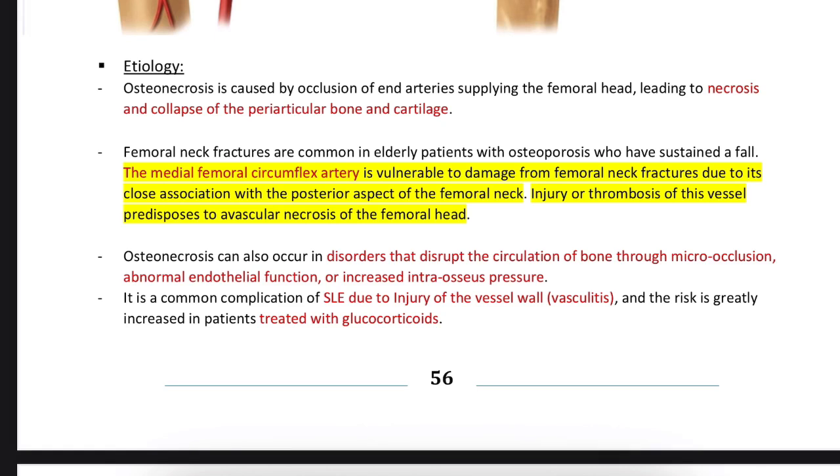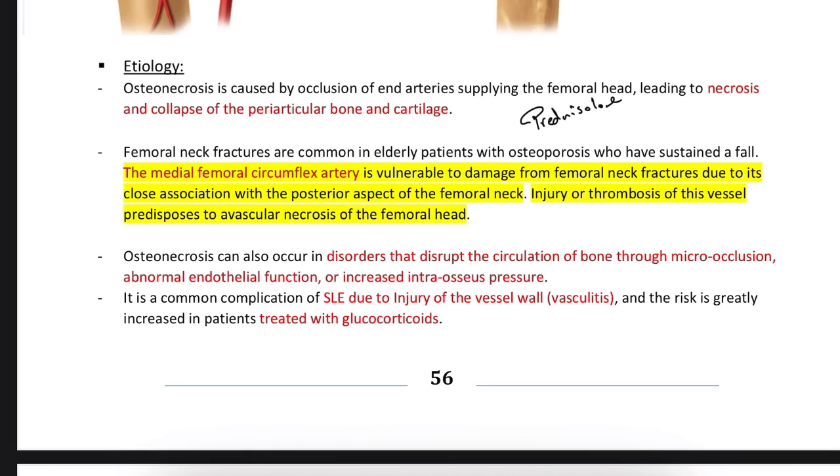Why these things happen: first, femoral neck fracture, especially in elderly and osteoporosis patients. Next, corticosteroid therapy. In corticosteroid therapy, mostly we can see prednisolone. With over-consumption of prednisolone, people will get avascular necrosis, because if the patient is on long-term use, it increases the risk of avascular necrosis.